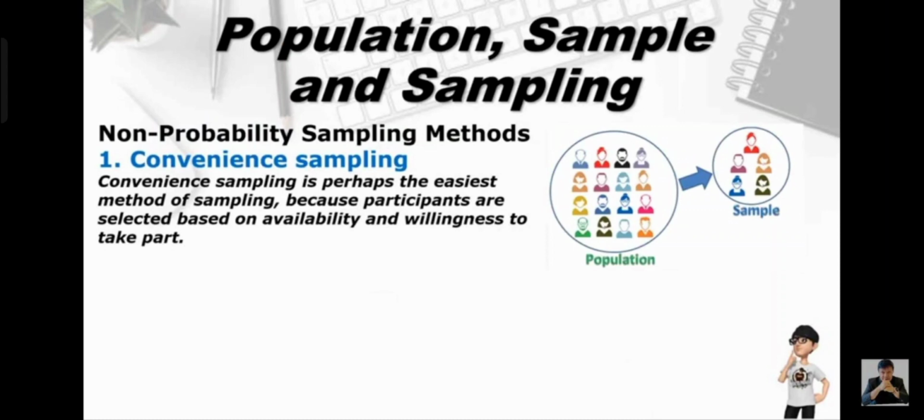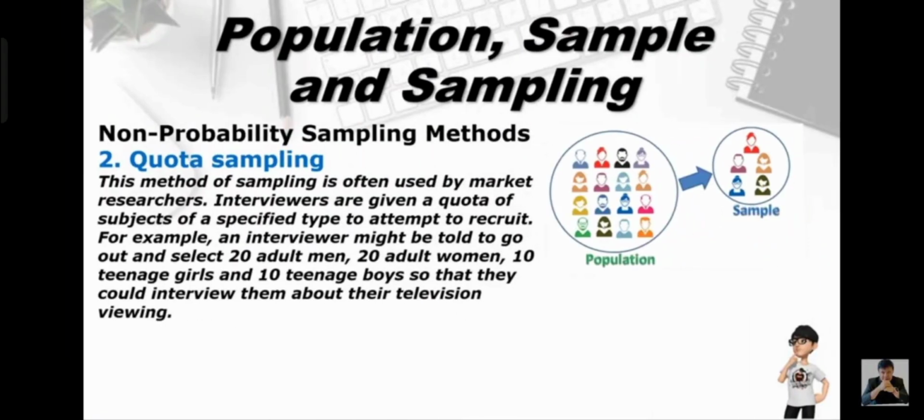In non-probability sampling method, the first one is the convenience sampling. Convenience sampling is perhaps the easiest method of sampling because participants are selected based on availability and willingness to take part.